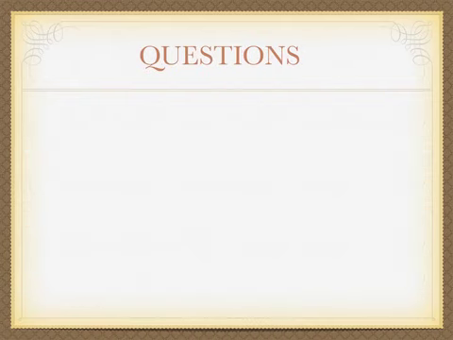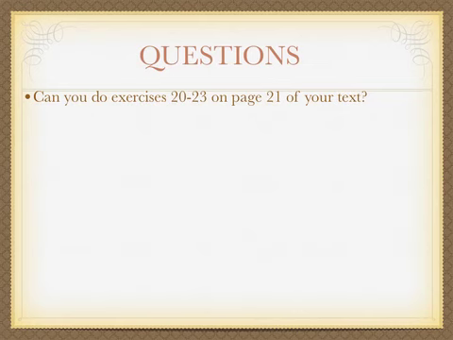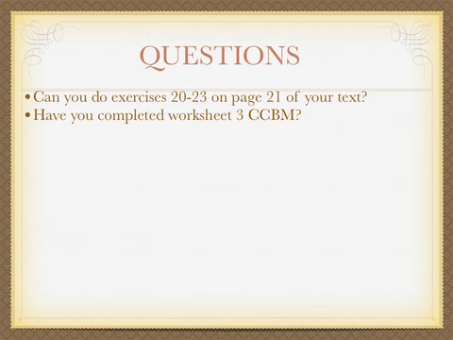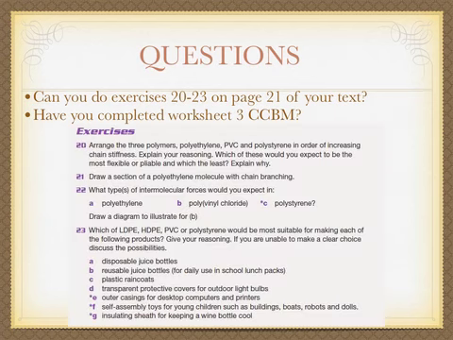Some of the polymer uses are listed for you on table 1.2 in your text, and you can study that for yourselves. Now, there are some exercises that you need to be able to do: exercises 20 to 23 on page 21. Worksheet 3 from Conquering Chemistry Blackline Masters, and there's an example of the questions from your text.